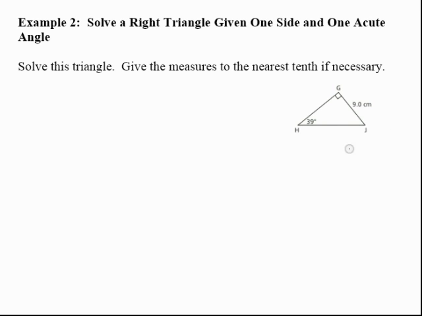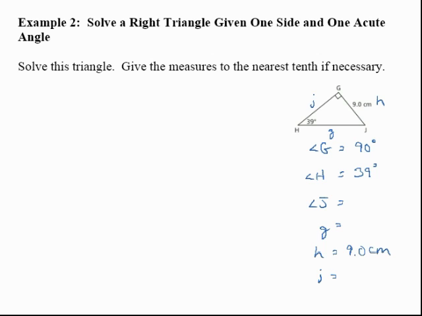Again, the first step, always, because you want to make sure you've answered the question: angle G equals, angle H equals, angle J equals, side G equals, side H equals, and side J equals. And this is my side H, and this is my side G, and this is my side J. So I know that angle G is 90 degrees, and I know that angle H is 39 degrees, and I know that side H is 9.0 centimeters.